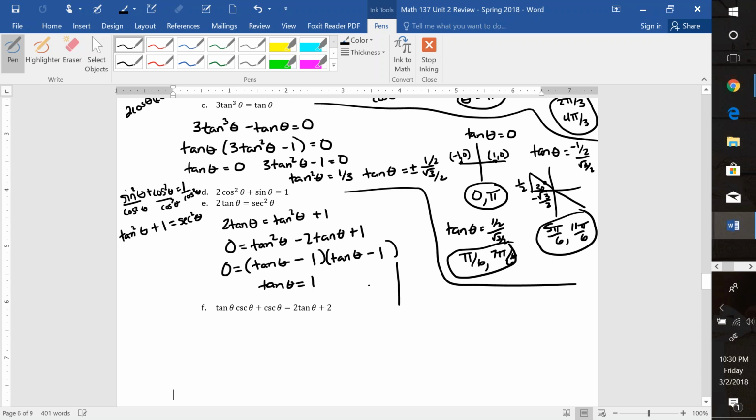Now there are 2 places where tangent could be a positive 1. First of all, tangent's positive in quads 1 and 3. And for tangent to be 1, both sides of the triangle have to be exactly the same. So that's a 45-degree angle, an isosceles triangle. So this happened at pi over 4 and at 5 pi over 4. So that would be the answer for that one.